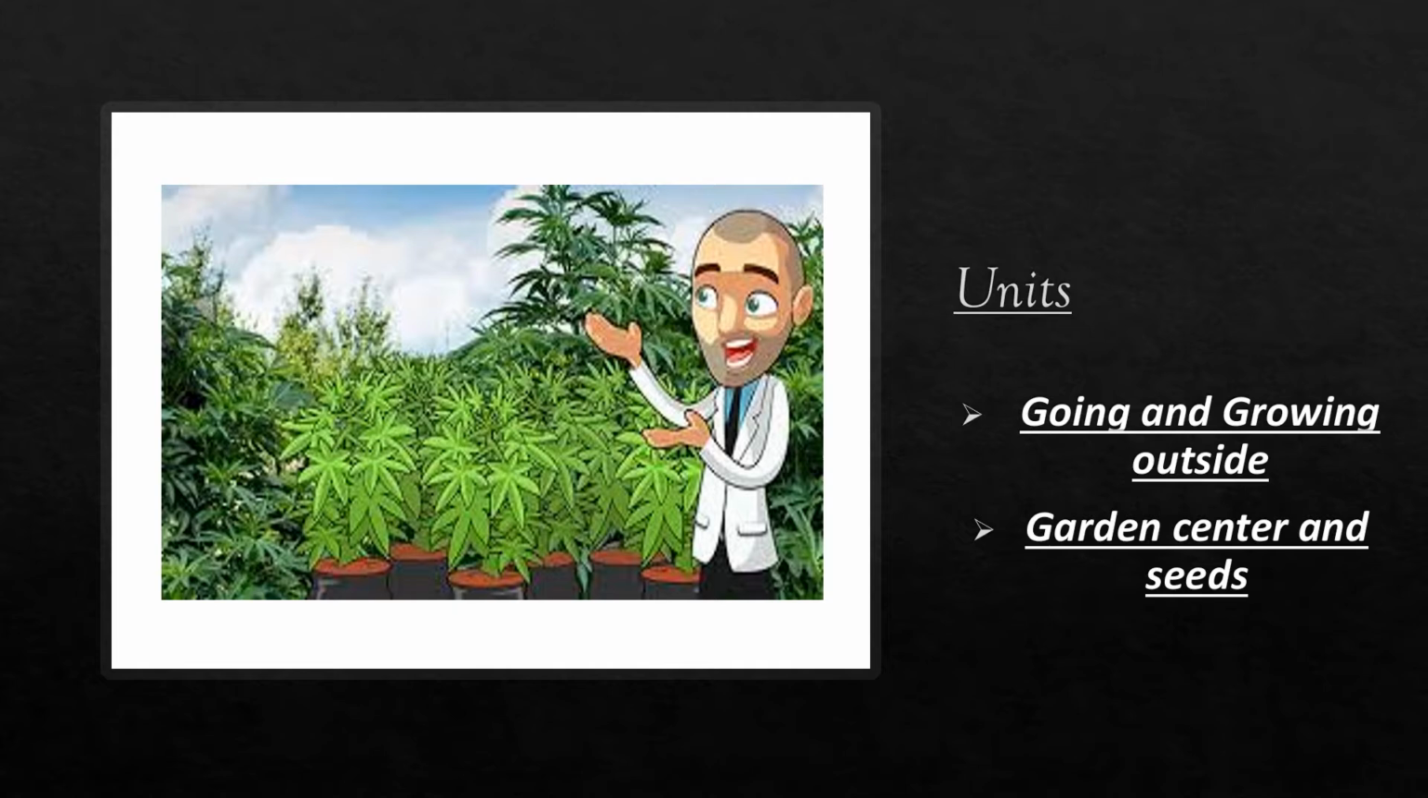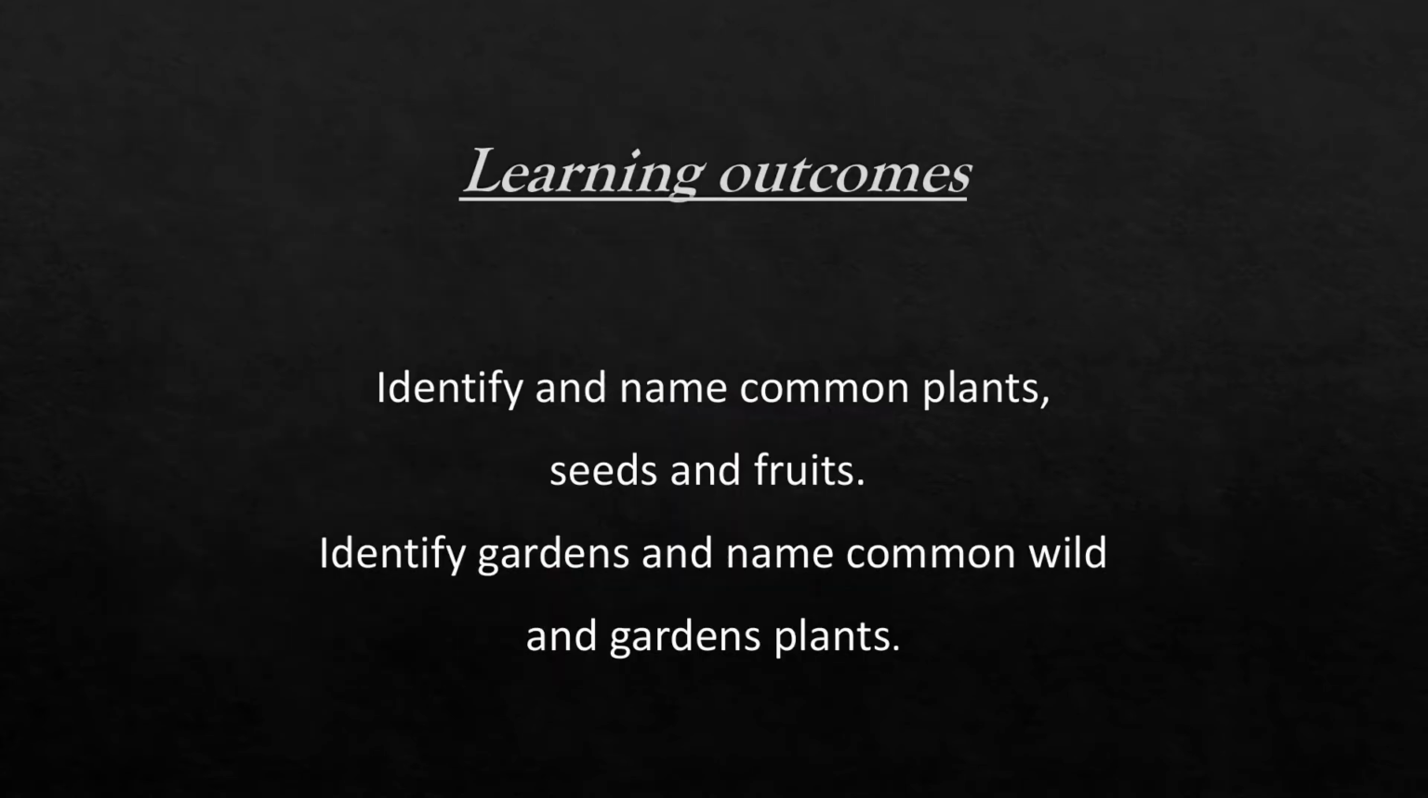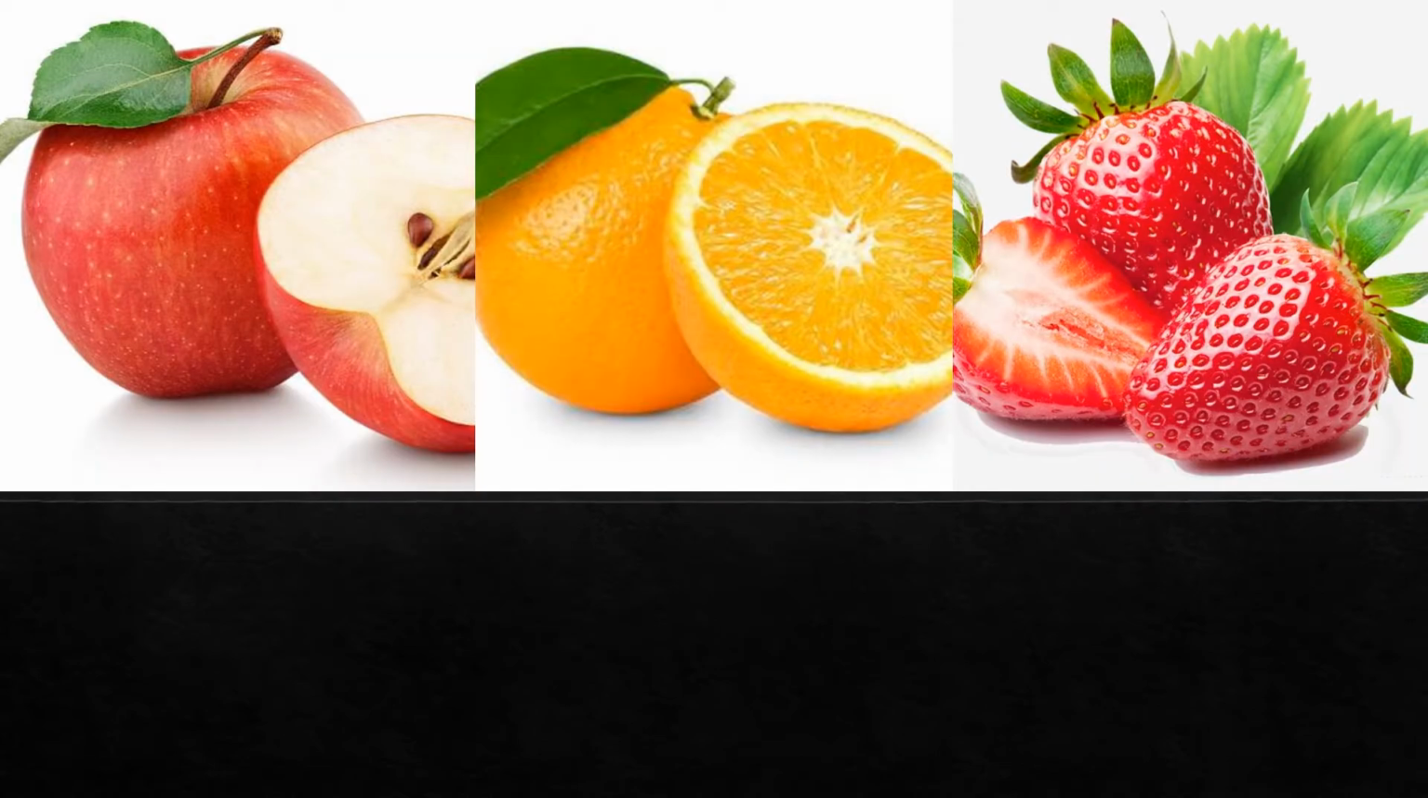Students, today we are going to talk about going and growing outside, and then we will talk about garden center and seeds. When we are talking about going and growing outside, what comes to your mind? Yes, plants. So today we are going to talk about plants, and in this lesson you will be able to identify and name common plants, seeds and fruits, and then you will identify different kinds of gardens and name common wild and garden plants. So let's start our lesson with some plants we can grow in our garden.